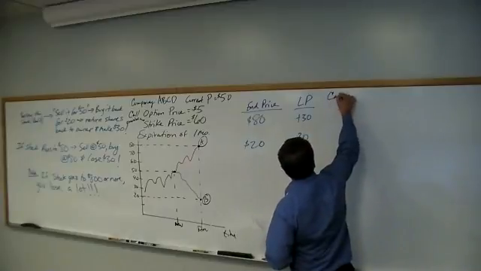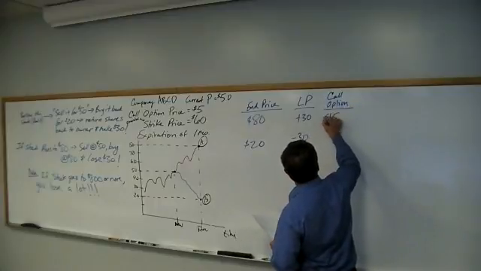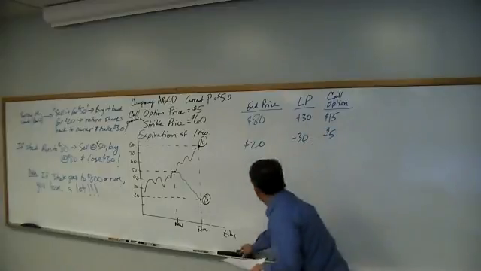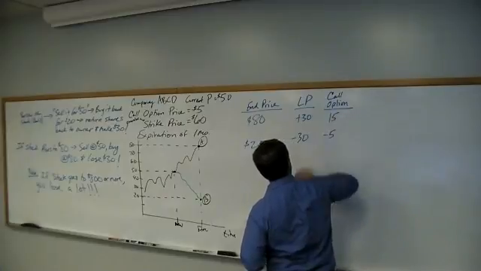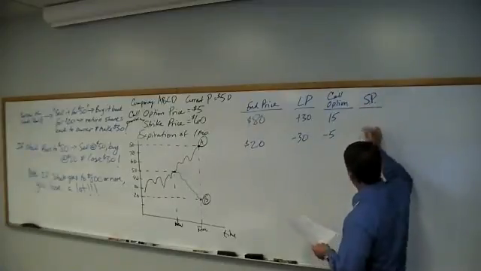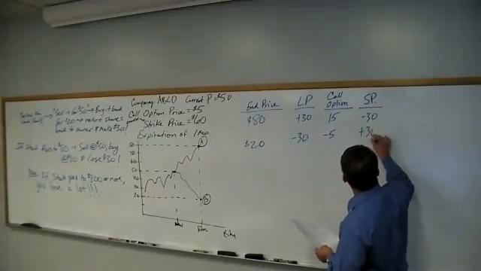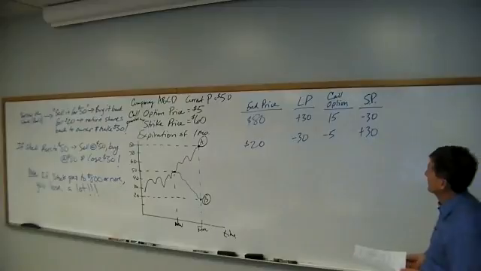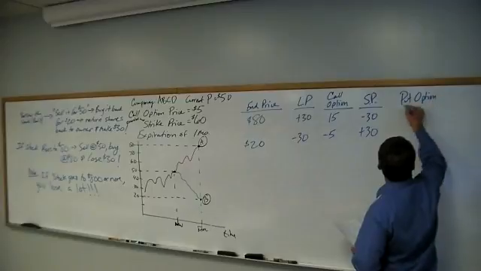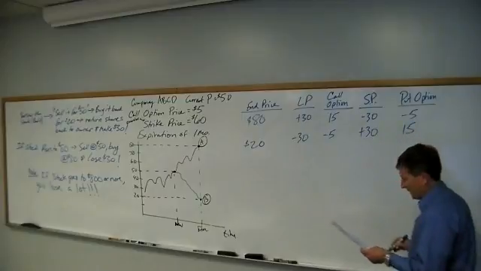With our call option, we made 15. We lost our call price. Lost 5. With our short position, we would lose 30 or gain 30. And then our put option would be just the opposite of the call. We lose 5, we gain 15.